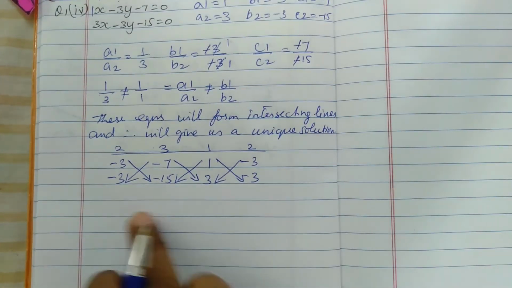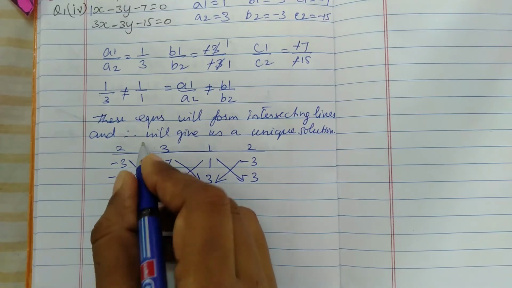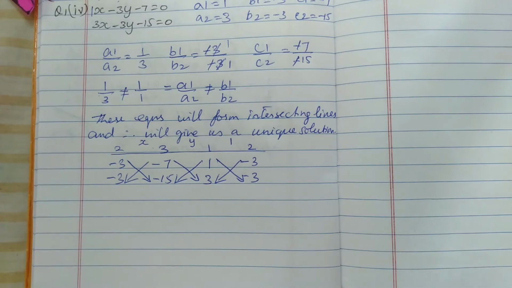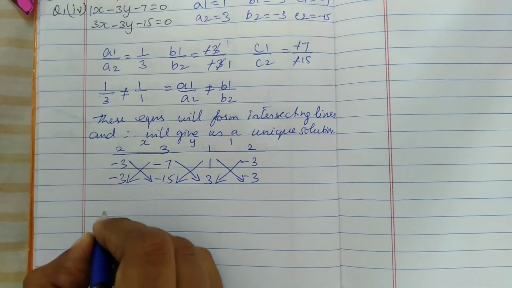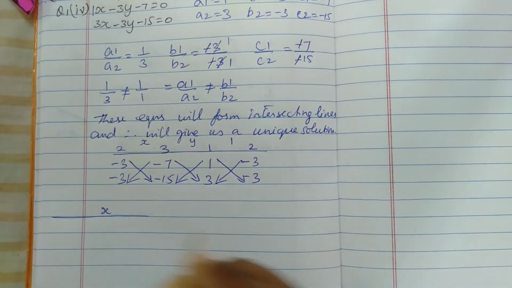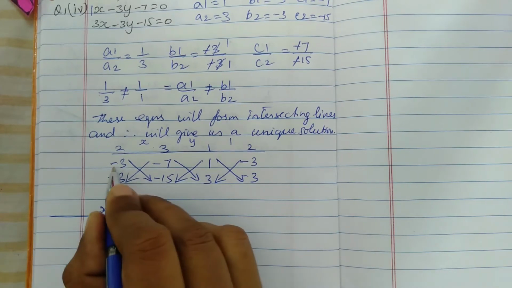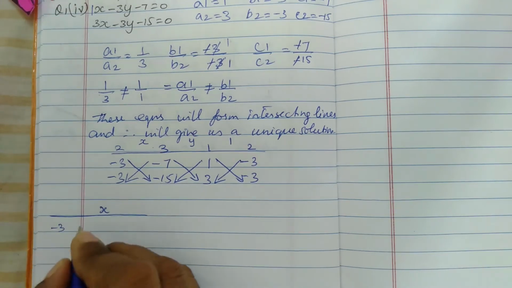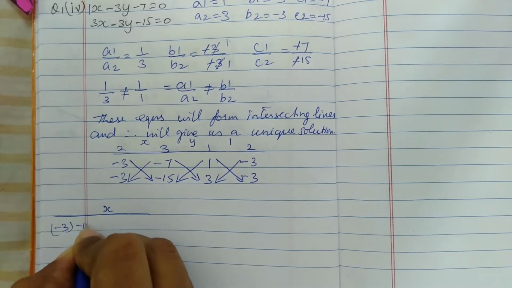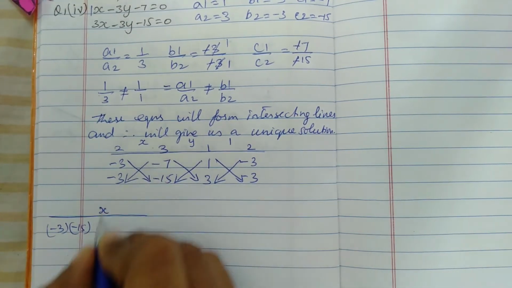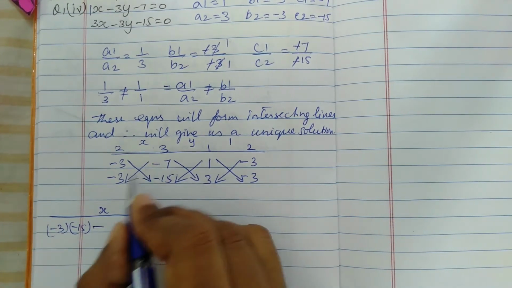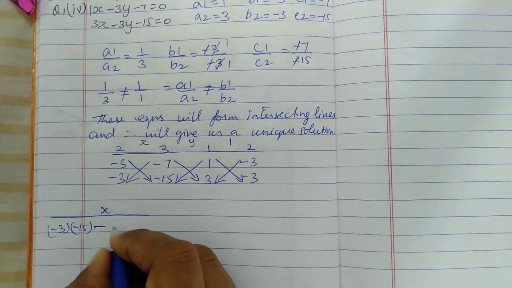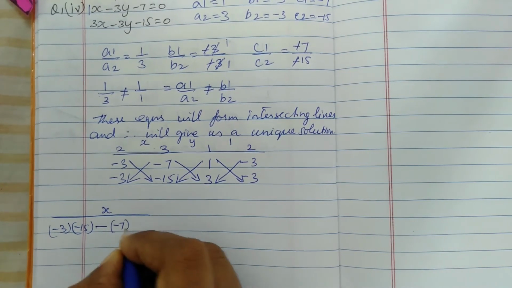Now let's write it over here. This one will be the x part, this one will be the y part, and this one will be the part for 1. So let's write it, x by, from here to here, so this is minus 3 into minus 15, minus 3 into minus 15, and then we have to separate it using a minus sign and then write the values here. So this is minus 7 into minus 3. Minus 7 into minus 3.